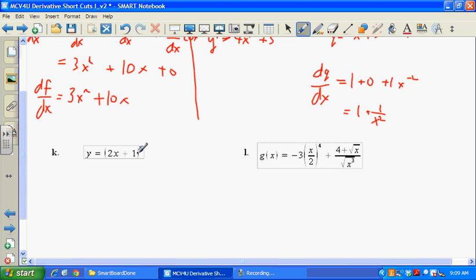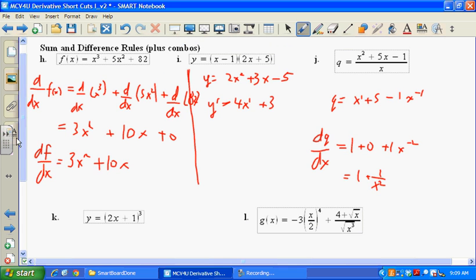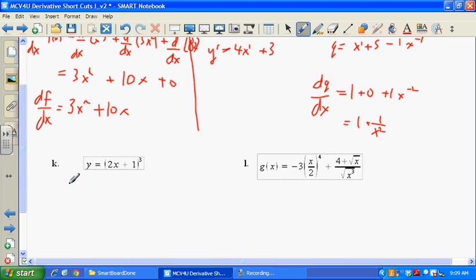This one, 2x plus 1 to the exponent 3, well, we're good at taking derivatives of this, so we need to make that look like that. Well, multiply it all out. Some of you that have a wicked memory might remember how to use the binomial theorem to multiply this out. The rest of us would just have to multiply it out.